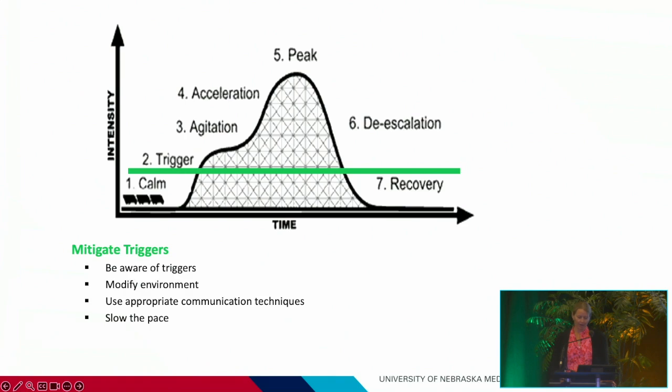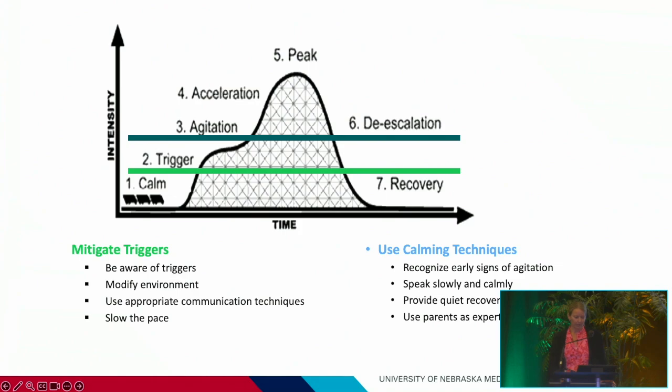If we can be aware of and mitigate the triggers and modify the environment and use communication strategies appropriate for the child, and most importantly, just slow the pace, we can often prevent a meltdown. Some calming strategies that are useful include recognizing the signs of agitation at an early stage, speaking slowly and calmly, providing quiet recovery space for the child, and most importantly, using the parents as experts. They live with their children and know best what techniques have the highest chances of success.